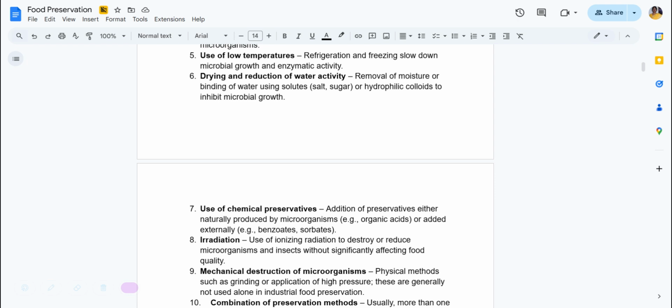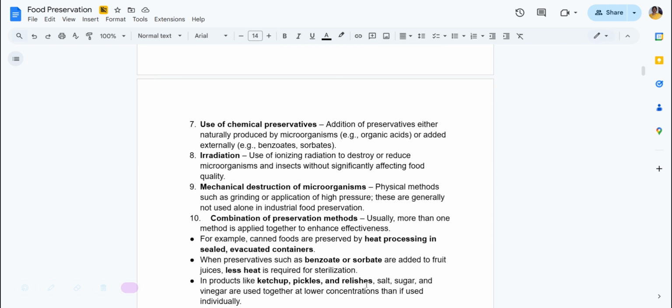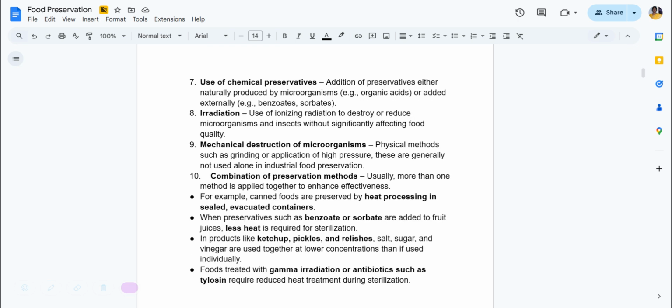So these preservation methods should be used in a combined form, so that we can increase the effectiveness of our preservation. If you are going to use a purely single method, the preservation will not be efficiently done. So it should be done in combination.